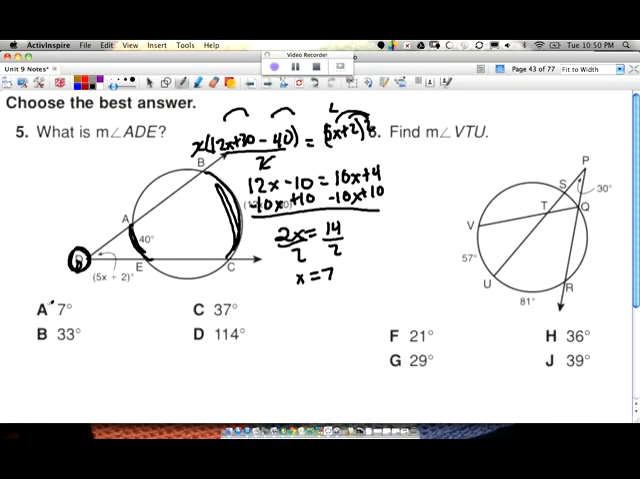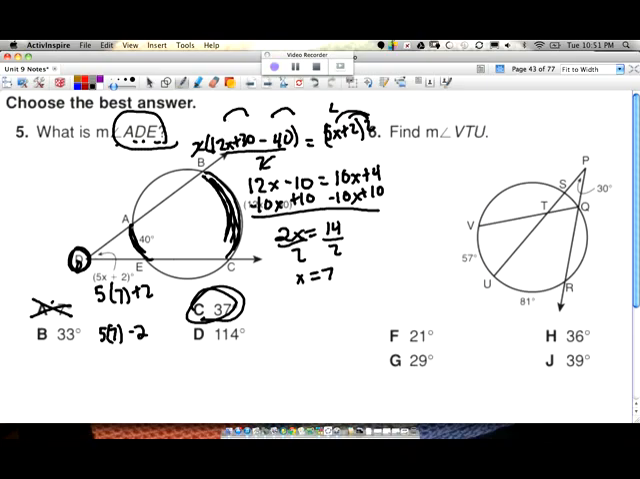What's the question you're going to ask me? ADE. So be careful, the answer is not A, because x equals 7, but ADE is not 7, it is 5 times 7 plus 2, which is 35 plus 2, or 37 degrees. The person who would have guessed B would have done 5 times 7 minus 2 by accident, and they would have gotten 33. And the person who guessed D probably plugged it into this arc, not thinking, oh, I'm supposed to find the measure of angle ADE.